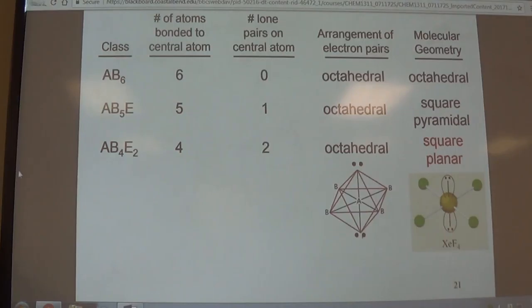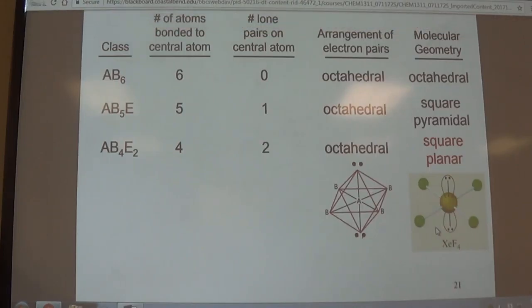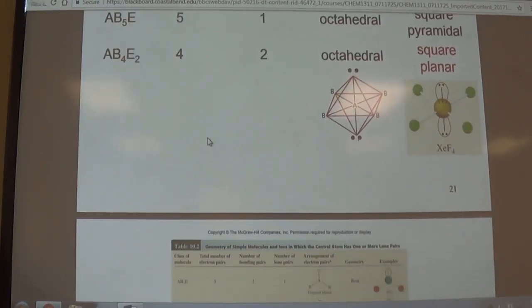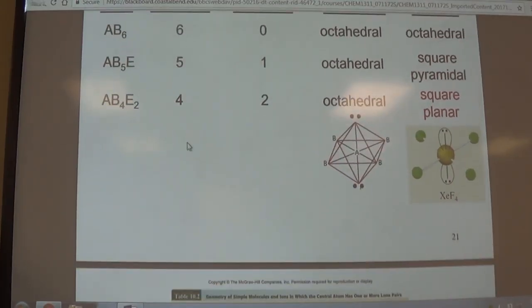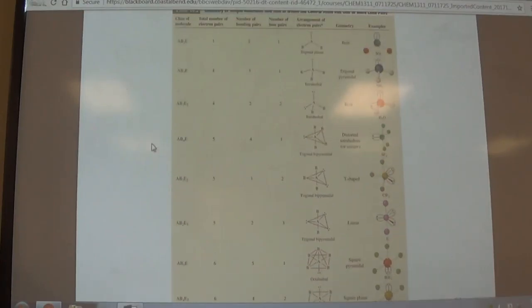But here we have an interesting scenario where the central atom xenon in this example is bonded to four atoms and has two pairs of electrons. And it's octahedral in the electronic geometry, but the actual molecule is square planar. And then the two non-bonded pairs of electrons are above and below the plane of the square. I have no idea what kind of torturous conditions they have to expose xenon to make compounds like that.